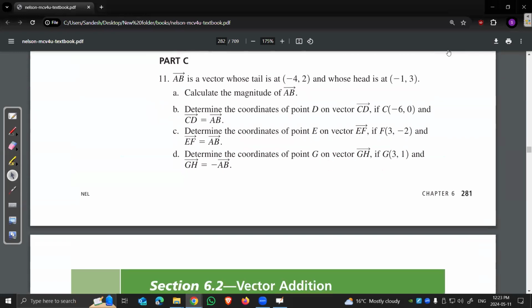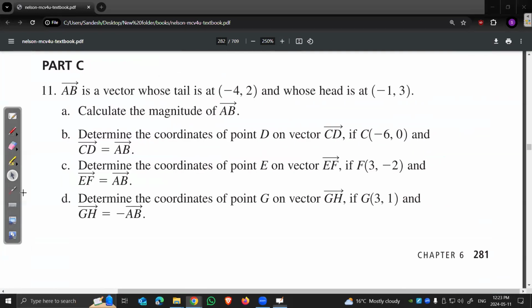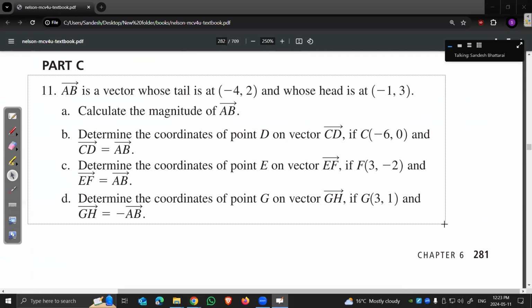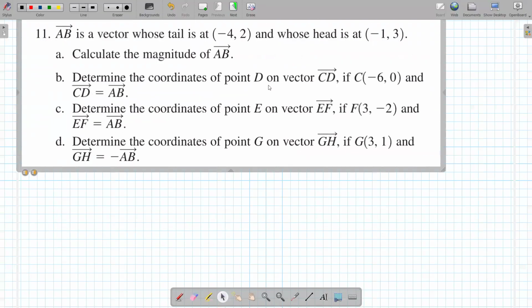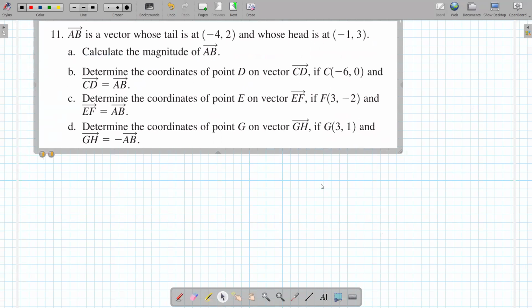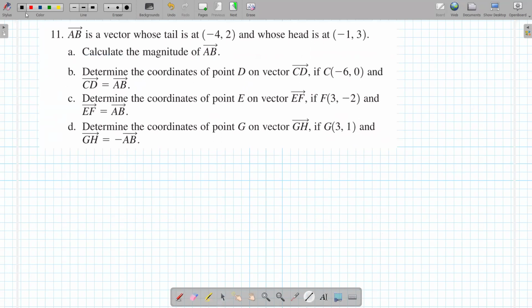Here, let's try doing this. This will make it clear what we're actually doing. Remember, a vector, all it is, it brings you from one position to the other on the plane. So AB is a vector which has a tail at -4, 2. So 1, 2, 3, 4, -4, and 2. So right here is the tail of AB, and its head is at -1 and 3, right here.